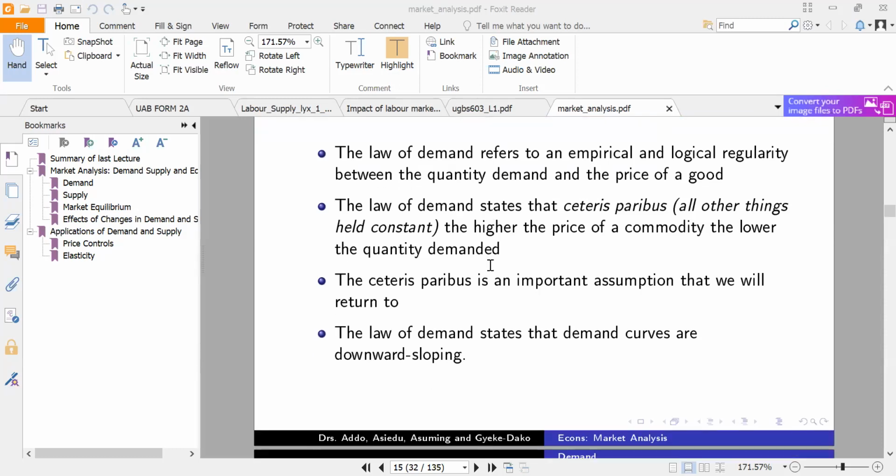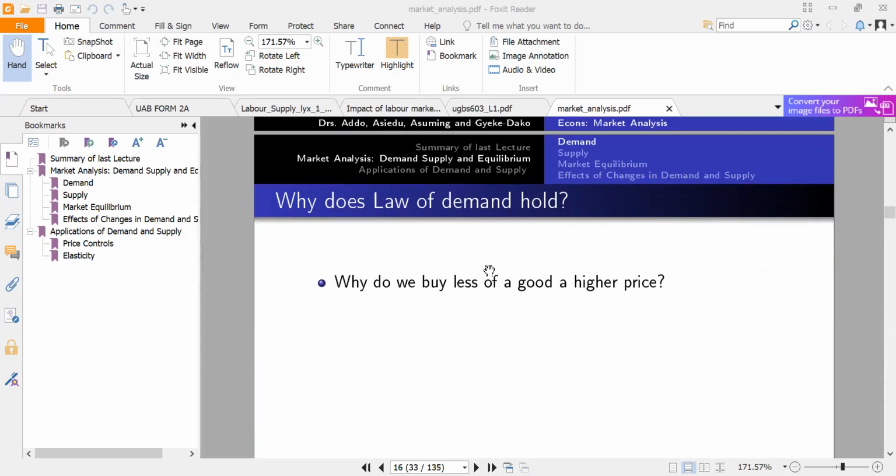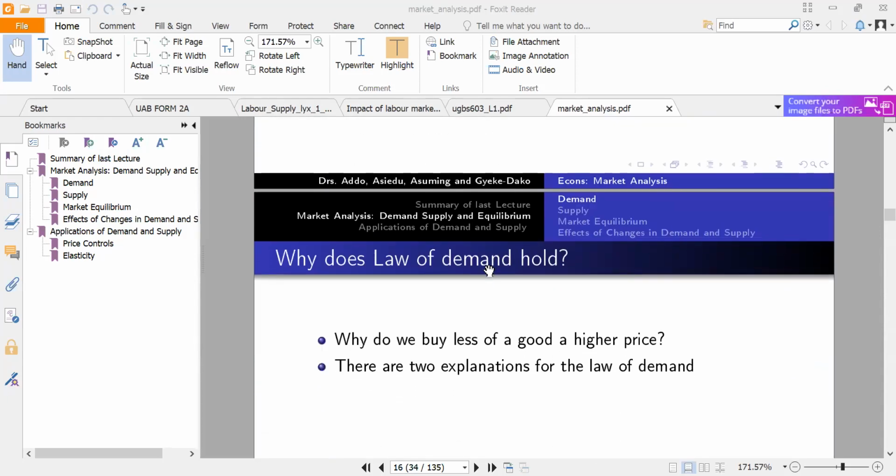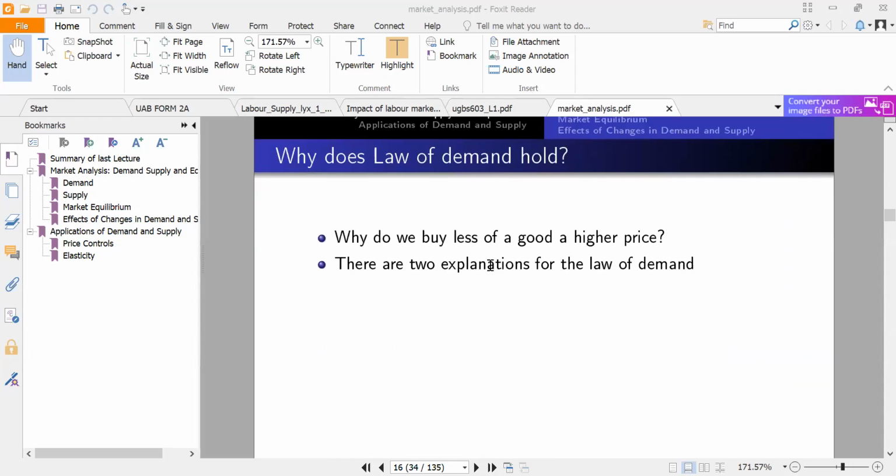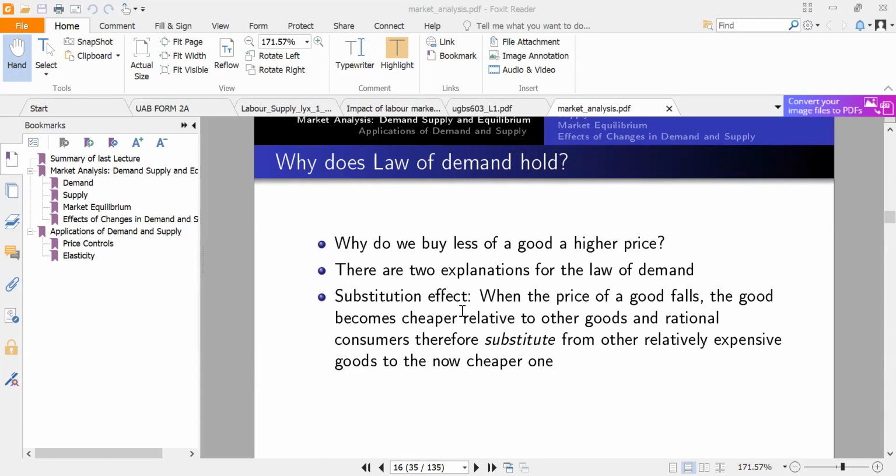All right. So the law of demand: why do we buy less of a good at a higher price? There are two key explanations. Substitution effects, which we just mentioned. When the price of a good falls, or it can also rise, if you reduce the price of your good, it becomes cheaper than other products in the market, and therefore people will come and buy from you. That is why people will try to reduce their price, so that their good becomes relatively cheaper in the market. Okay.